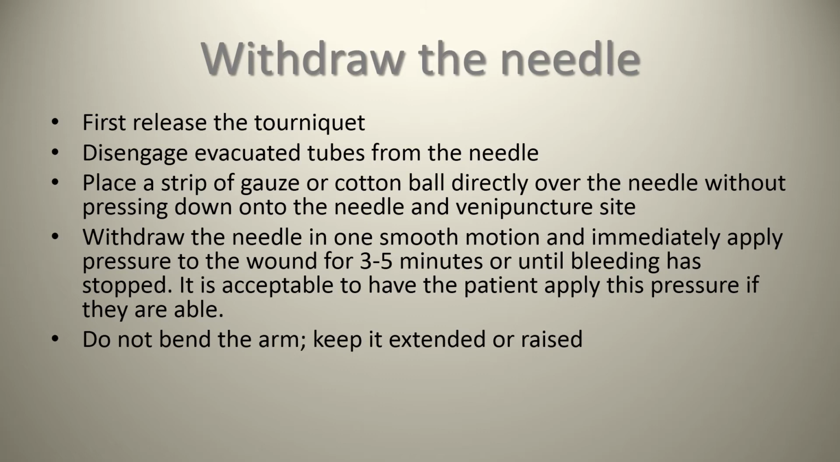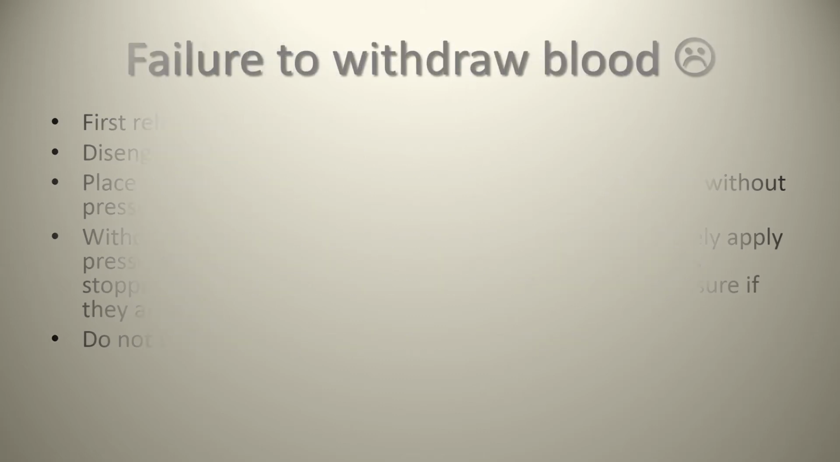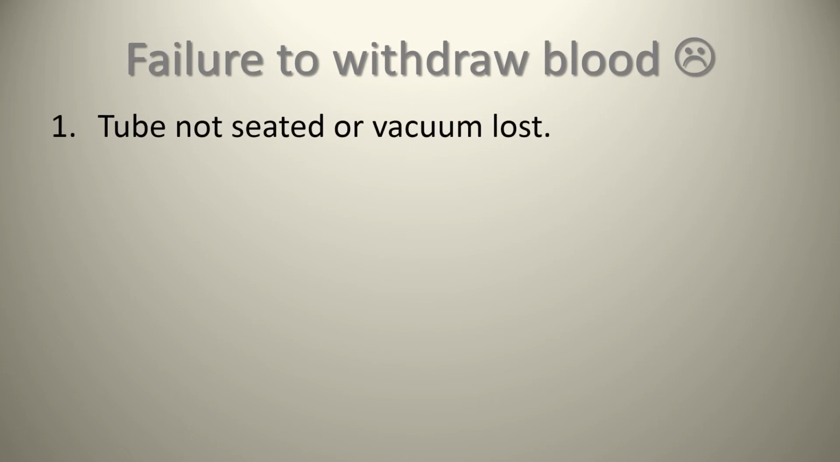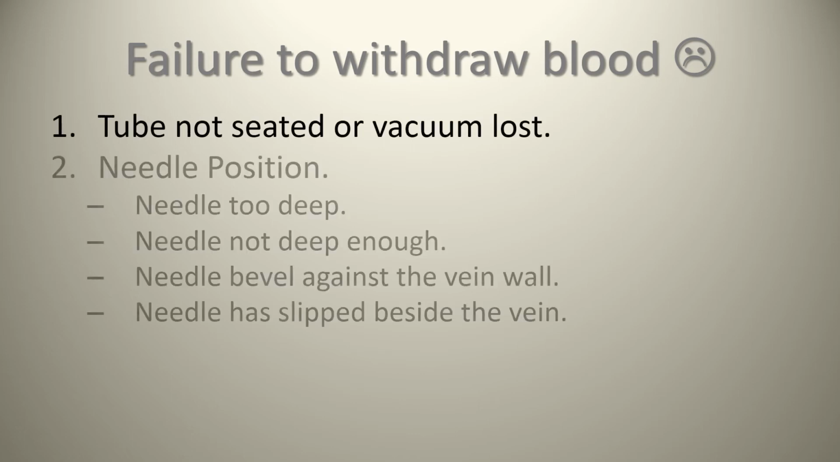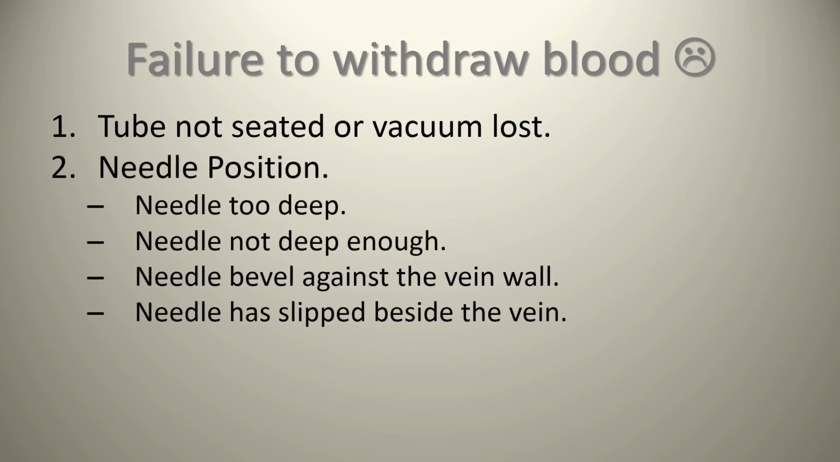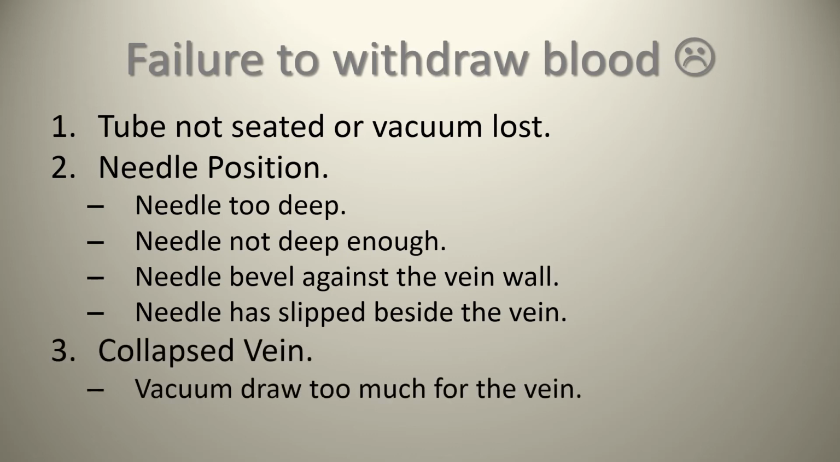Failure to withdraw blood. The main reason you'll not draw blood from a patient is the tube is not seated or the vacuum has been lost. Number 2, it's about needle position. The needle is either too deep, not deep enough, the needle bevel is against the vein wall, or the needle has slipped beside the vein. Number 3, you have a collapsed vein. The vacuum draw was too much for the vein and it has collapsed the vessel.